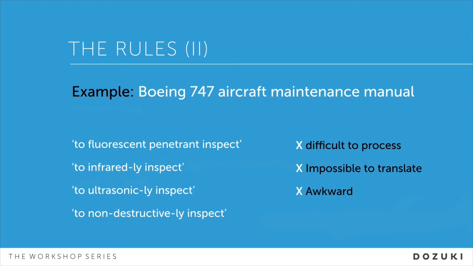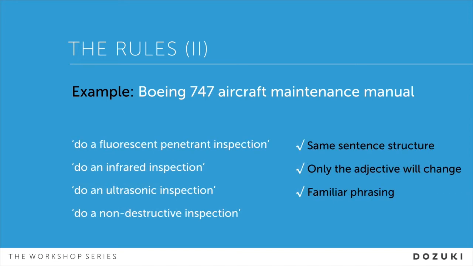So what is the advantage of using the noun inspection? It is the fact that no matter what type of inspection you do, you can always fall back on the same sentence structure. Do a fluorescent penetrant inspection, do an ultrasonic inspection. Only the word in front of inspection is going to change, and it helps to save a lot of cost, both in creating and especially in translating your documentation. And because this phrasing is going to become familiar to users, to readers of your manual, it will take them less time to digest the sentences, and they will get your message more efficiently and more accurately.